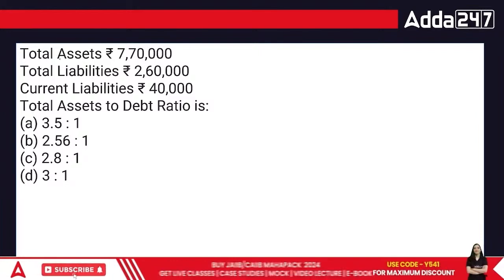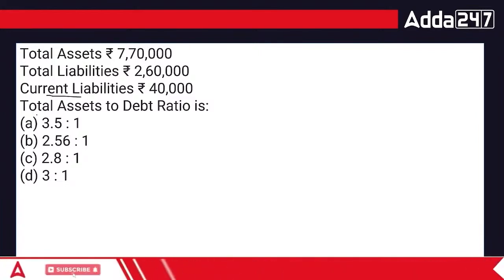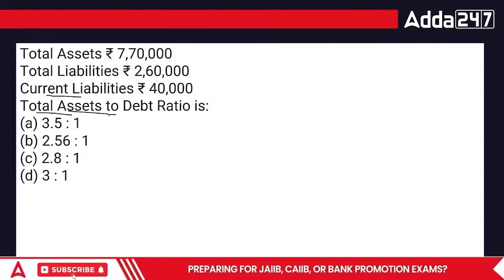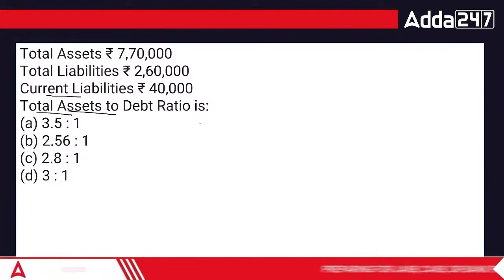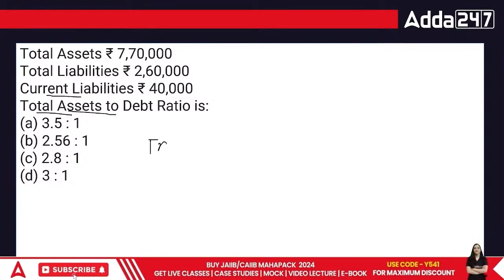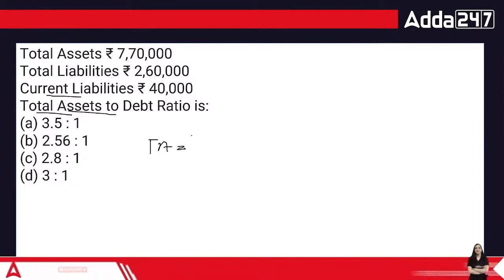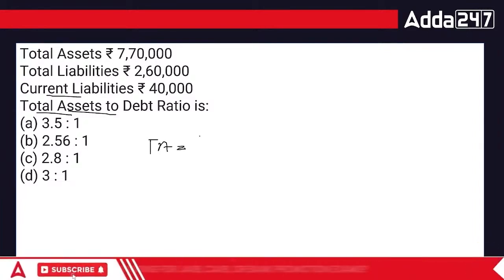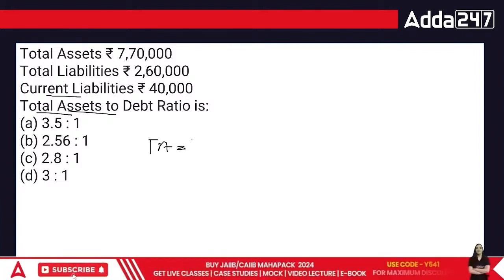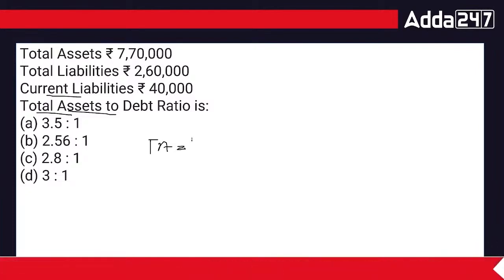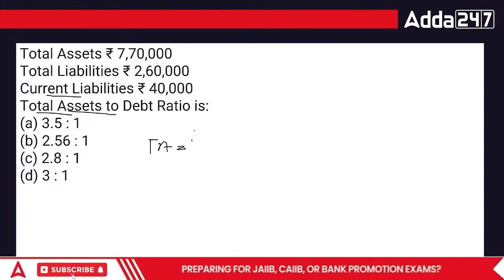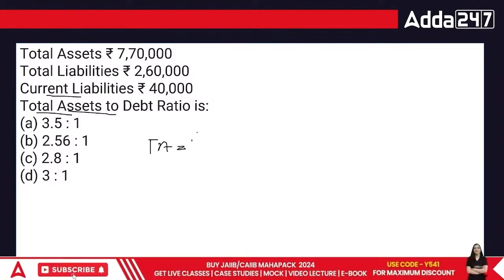Then you have the total assets, total liabilities, current liabilities, and total assets to debt. They have asked your total assets to debt ratio. What would be the answer of total assets, everyone? What would be the answer, everyone? Total assets is 7,70,000.